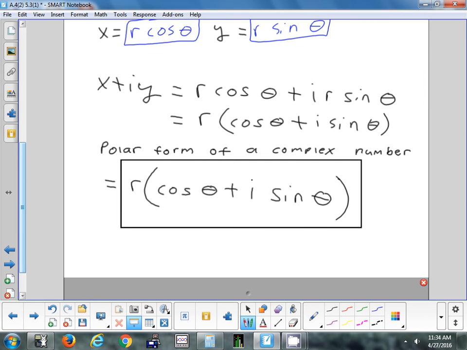Let me show you an example of what a final answer would look like. 2 cosine 15 degrees plus i sine 15 degrees. That's an example of a final answer. You don't do anything with that. When we get to something that looks just like that, we're done. The only two things you have to be able to find here: you have to know how to find r, and you have to know how to find theta, which is the same in both spots.